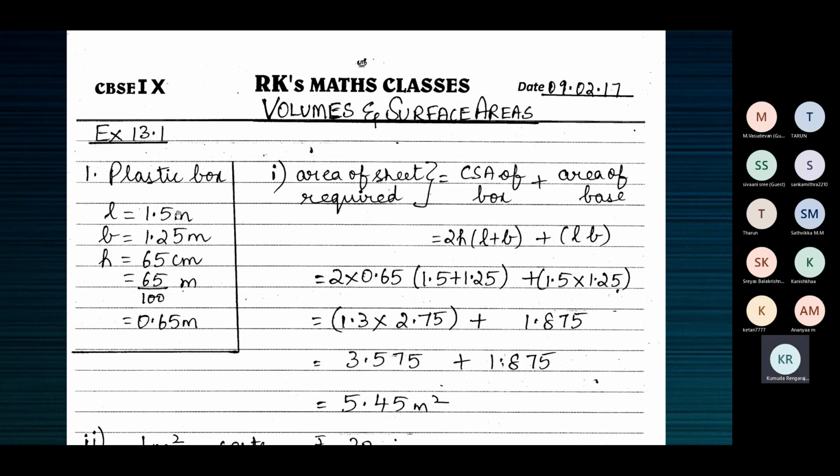Since we have the other two dimensions, the length and breadth, in meters, we'll convert 65 centimeters also to meters. The thing is, you must have everything in the same unit, the length, breadth, and height. It can be all in centimeters or all in meters. Anyways, since we have 1.5 and 1.25 in meters, we'll also convert 65 centimeters to meters. But as I told you, all the dimensions can either be in centimeters or in meters. Maintain this uniform unit.